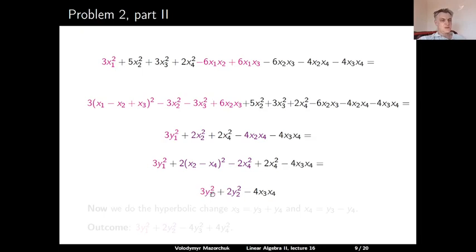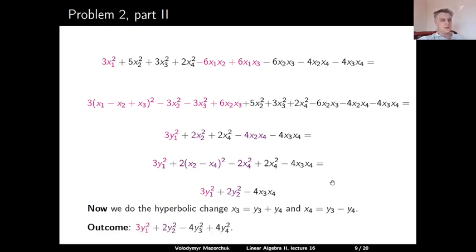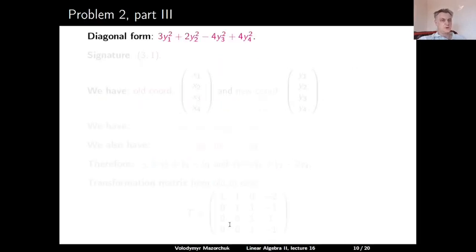And we get the expression 3y1 squared plus, we call x2 minus x4 y2 plus 2y2 squared minus 4x3 x4. So now here there are no squares present. So in order to introduce them, we need to do the hyperbolic change of bases, where we denote x3 by y3 plus y4 and x4 by y3 minus y4. And with this change of bases, our expression becomes 3y1 squared plus 2y2 squared minus 4y3 squared plus 4y4 squared. This is our diagonal form.